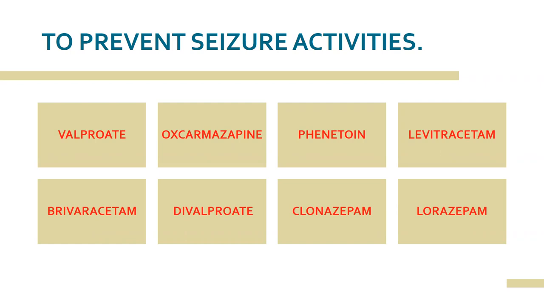anti-epileptic. Similarly, now levetiracetam is given around 1000 to 2000 milligram per day, although levetiracetam is the worst in the sense that it has the propensity to cause psychosis. Similarly, brivaracetam is a new drug. Generally, it is given in the dose of 100 to 400 milligram per day. Divalproate similarly, 1000 to 2000 milligram per day.